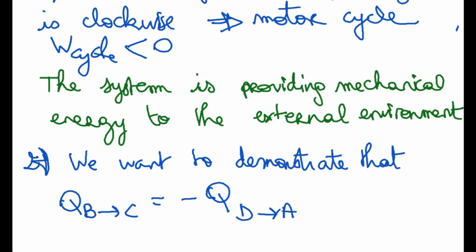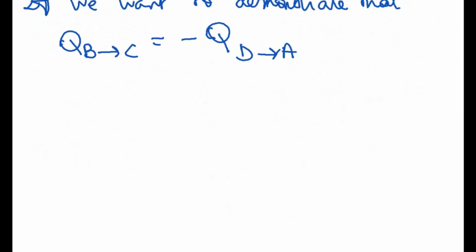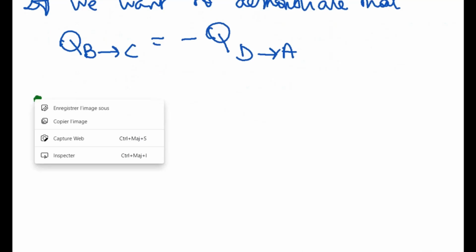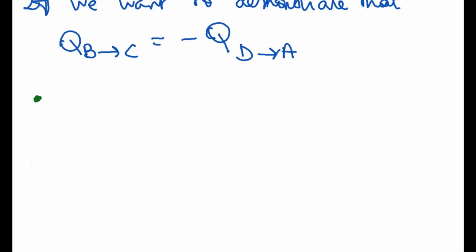So now what we have to do is to calculate each one of them separately, and then just remark the fact that they are the same, with the difference of the sign. So let's calculate the heat at GA. For this transformation GA, the transformation is isochoric.